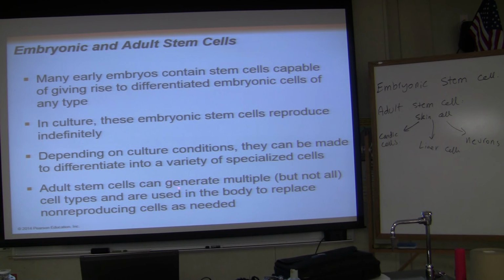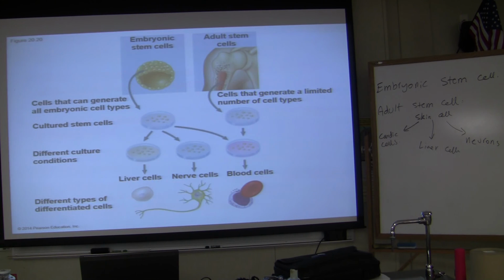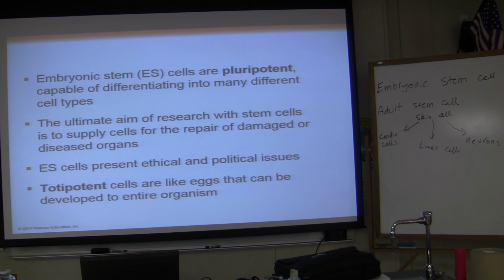Adult stem cells can generate multiple, but not all, cell types and are used in the body to replace non-reproductive cells as needed. Here they go. This is, as I talked about, embryonic stem cells. You put it in a culture and you grow it into different types of cells. Adult stem cells, you take bone marrow cells and you grow them into different types of cells. Same thing as I said on the board up there.